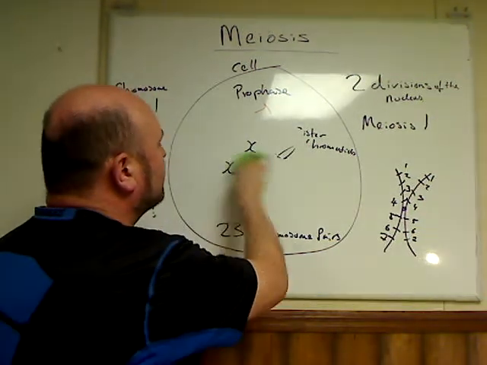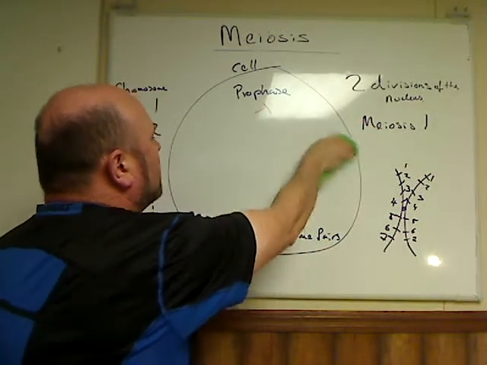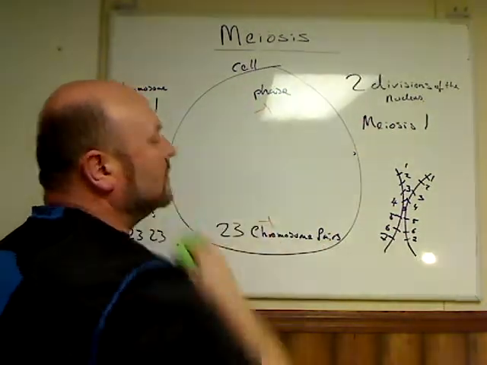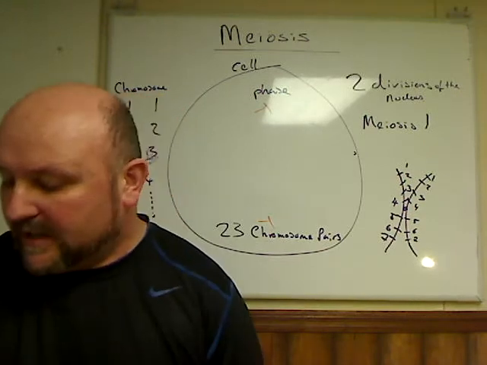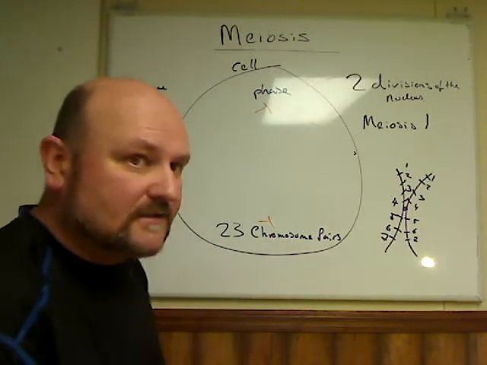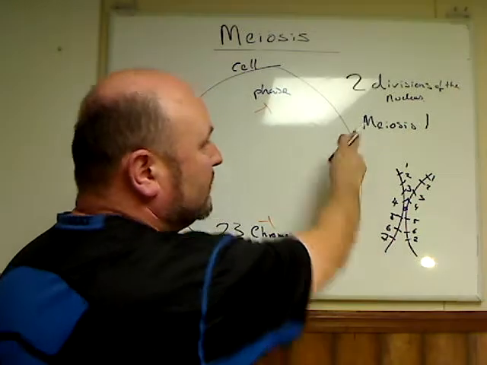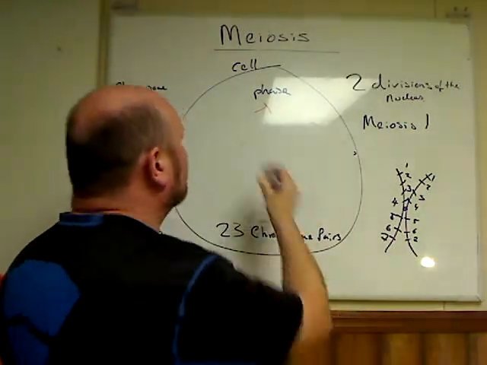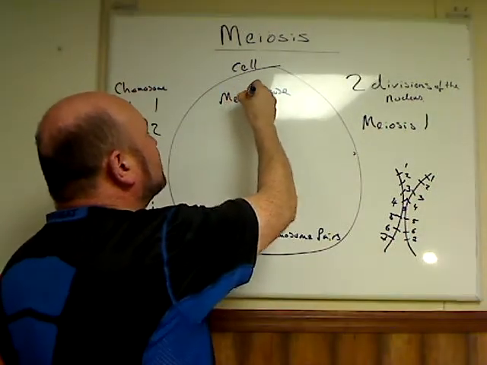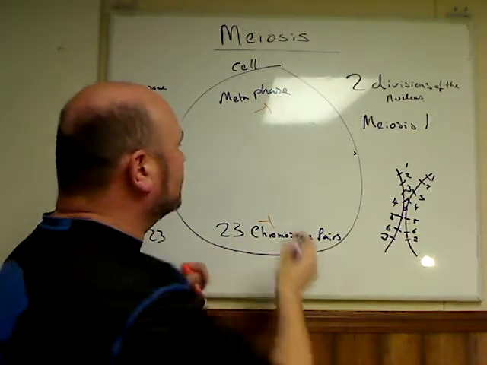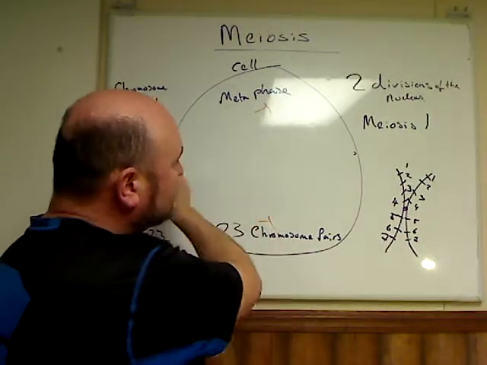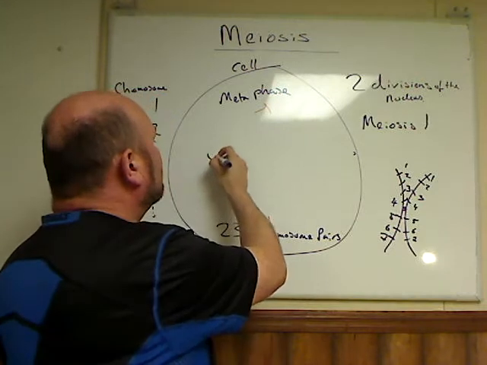Right then. The big thing in meiosis comes next, metaphase 1. Remember, meiosis 1, metaphase 1, or metaphase of meiosis 1, depending how you want to describe it. Now, in mitosis they went in a straight line. Now watch what happens.